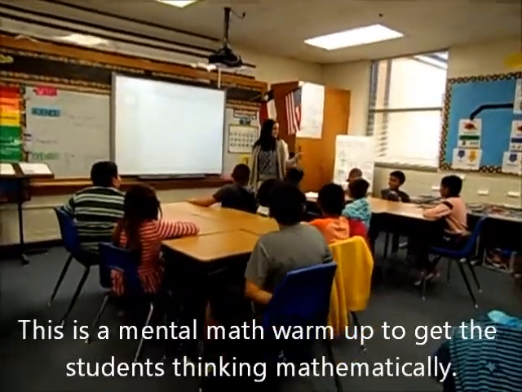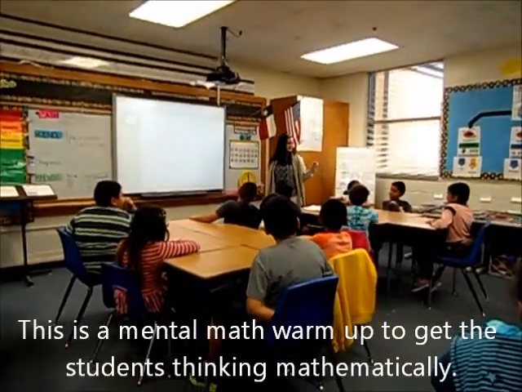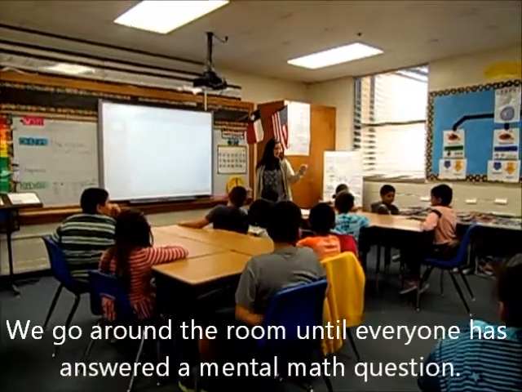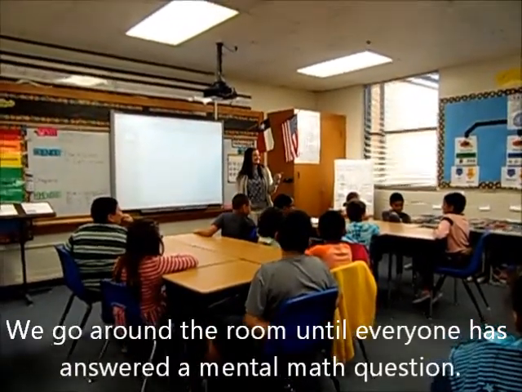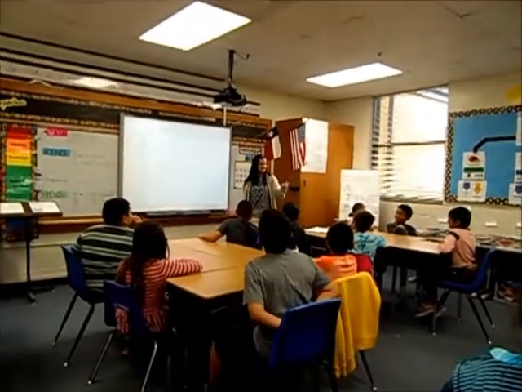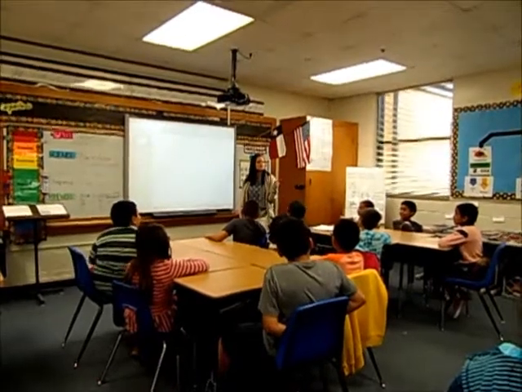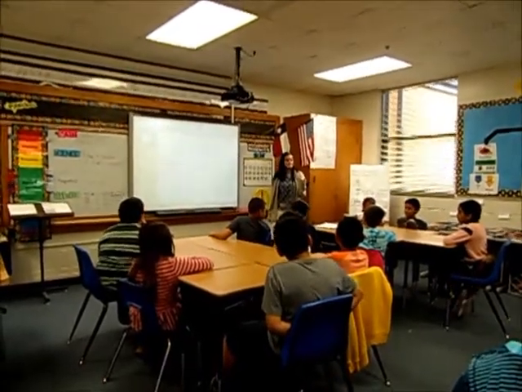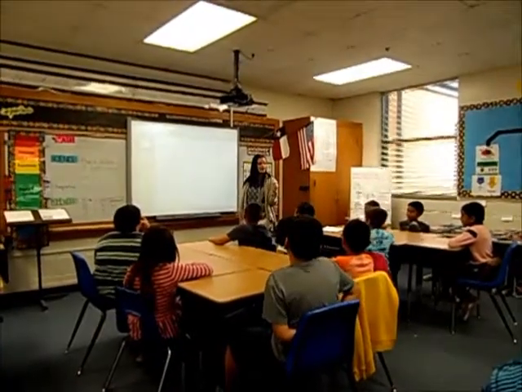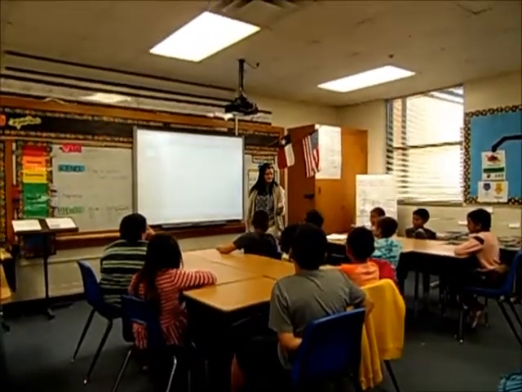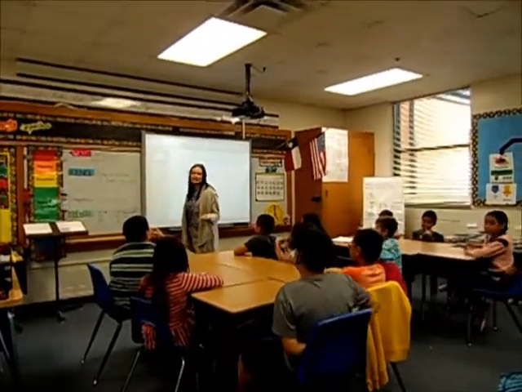Miguel, 1,000 times 20. 20,000. Very good. 1,000 times 4. 4,000. Very good. Ivan, 1,000 times 50. 50,000. Very good. 1,000 times 20. 20,000. Very good.